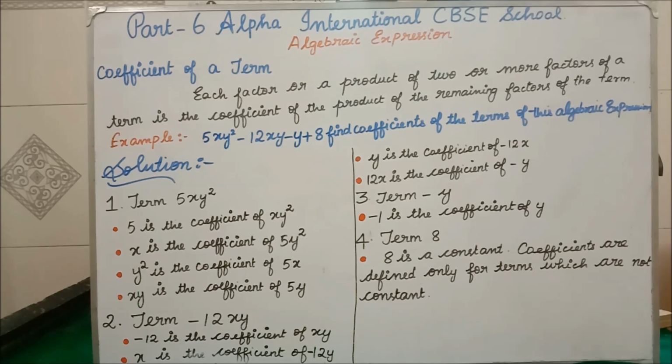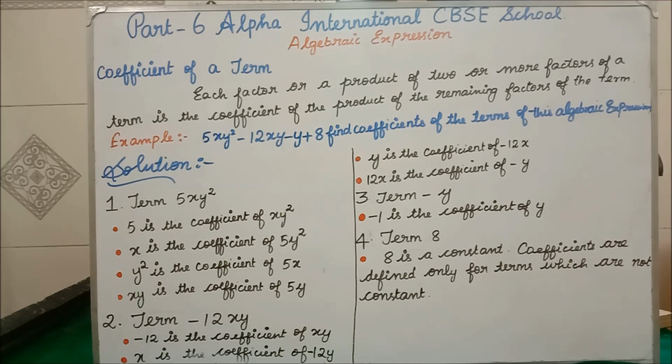Now the last term is what? 8. For 8 we are not having any variable. We are not having 8x or 8y; we are having only 8. I told you before, if only a number is in the algebraic expression, we say it is a constant. So 8 is a constant. Coefficients are not defined for constant terms. We can find a coefficient only for numbers with variables. We cannot find the coefficient for a constant term. So 8 is a constant term, and we cannot find a coefficient for that.